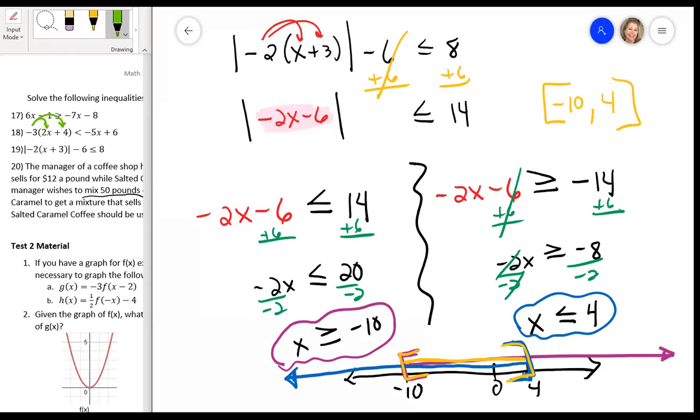I would use 0. If I were to put 0 right here, 0 plus 3 is 3. 3 times -2 is -6. The absolute value of -6 is 6. And then 6 minus 6 is 0. And is 0 less than or equal to 8? Yes. I got the right answer. There you go. So you can check them.